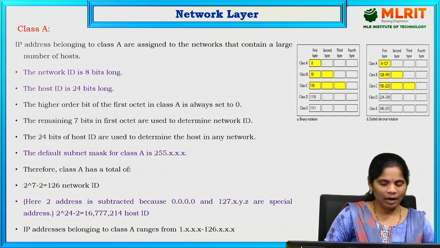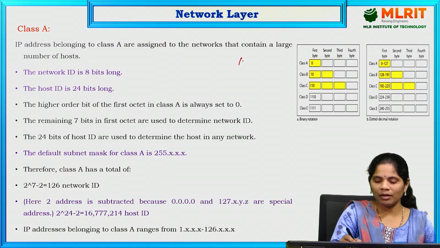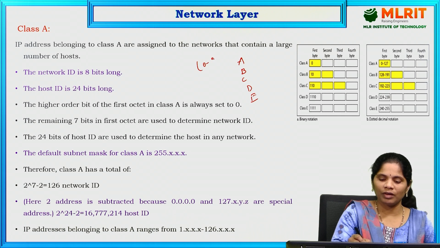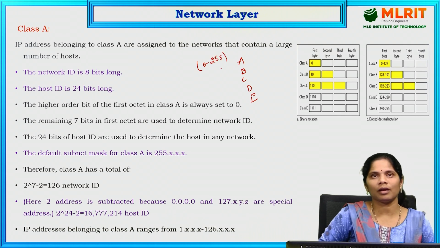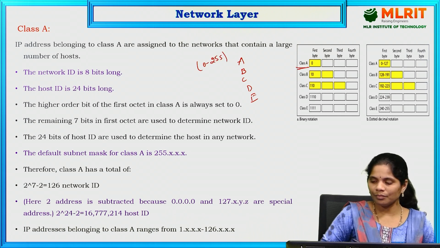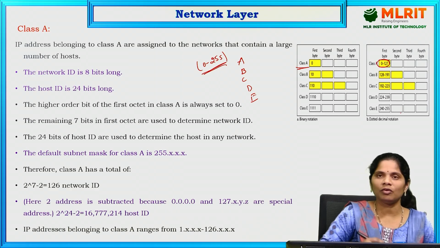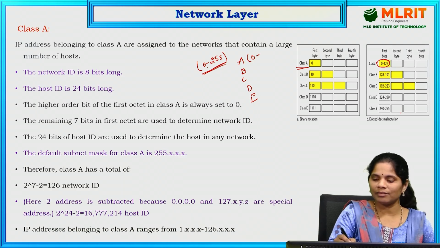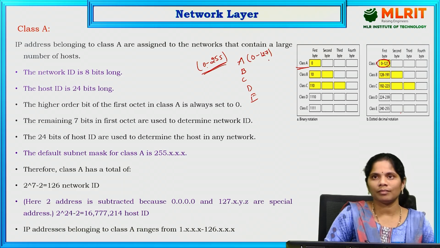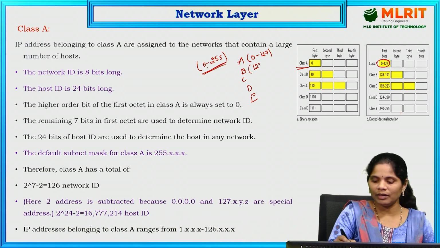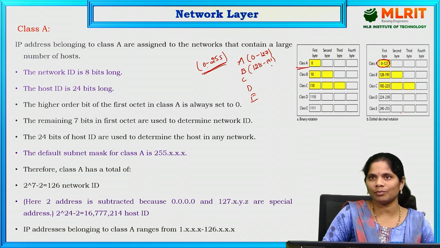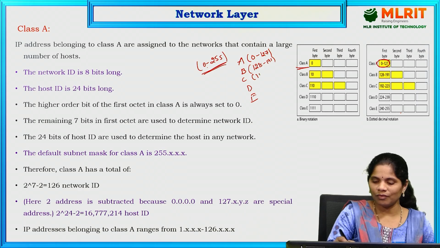We already said there are 5 classes in total: A, B, C, D, E. The range is 0 to 255. How do we allocate these classes? Class A has the range 0 to 127. In this 0 to 255 range we divide the classes. Class B range is 128 to 191. Coming to class C, the range is 192 to 223.